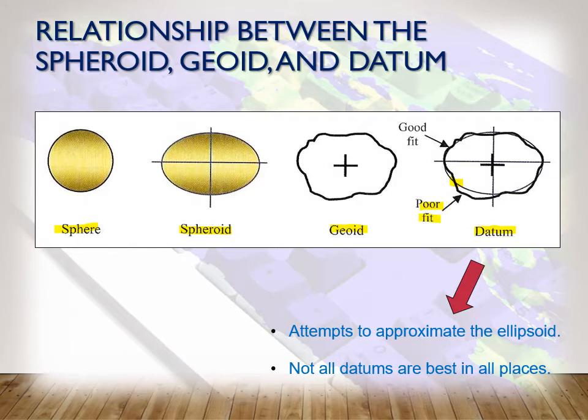So not all datums work well around the world. In fact, most datums only work in a very local region. So once again, these are all attempts to approximate that flattening shape of our Earth. And not all datums work in all places. In fact, most datums are only used locally.